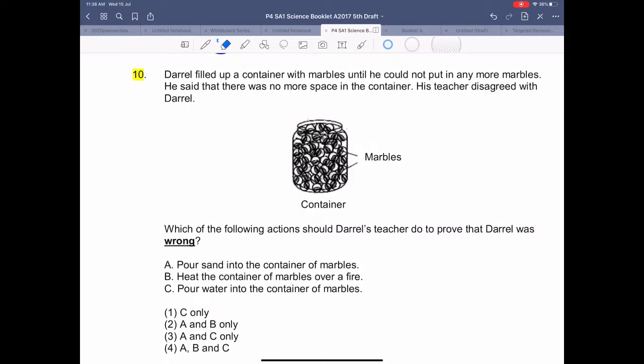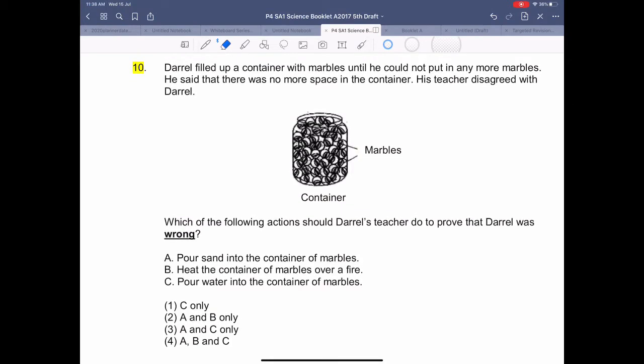Next. So once again, step 1, read the question. Step 2, identify the topic. Step 3, what is the concept they're testing within that topic.